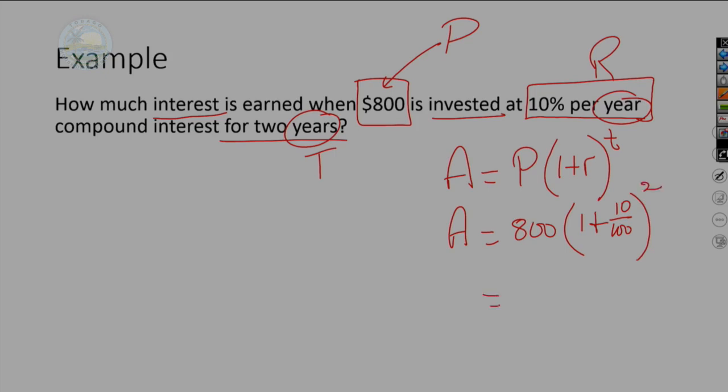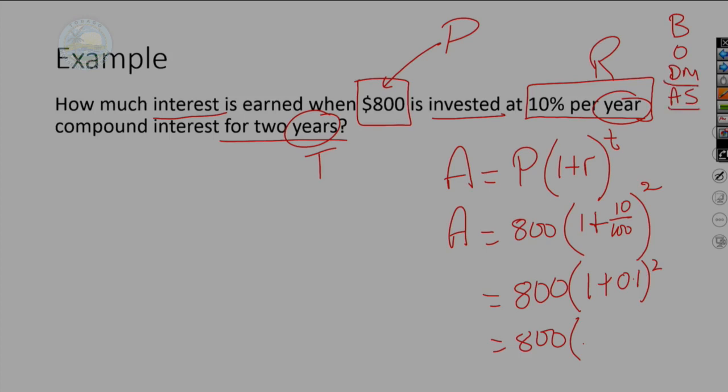So 800 times, open brackets, 1 plus 10%, which is simply 0.1, right? Just by dividing. What is the first thing we should work? The brackets, right? Because remember, order of operations: brackets, powers, division and multiplication, addition and subtraction. This is the order in which we do operations. So the first thing we have to work is the brackets. So 1 plus 0.1 is 1.1. And then that will be squared.